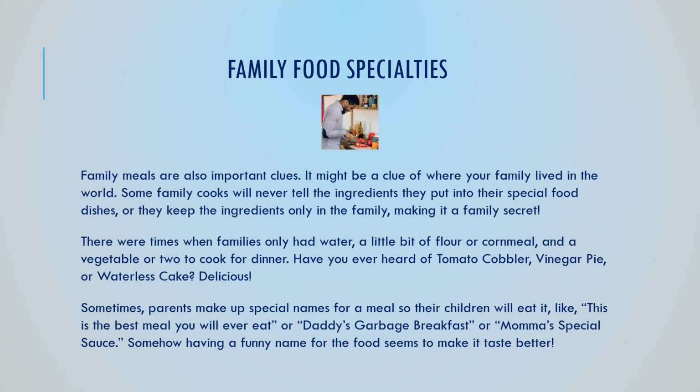Family meals are also important clues. It might be a clue of where your family lived in the world. Some family cooks will never tell the ingredients they put into their special food dishes, or they keep the ingredients only in the family, making it a family secret. There were times when families only had water, a little bit of flour or cornmeal, and a vegetable or two to cook for dinner. Have you ever heard of tomato cobbler, vinegar pie, or waterless cake?